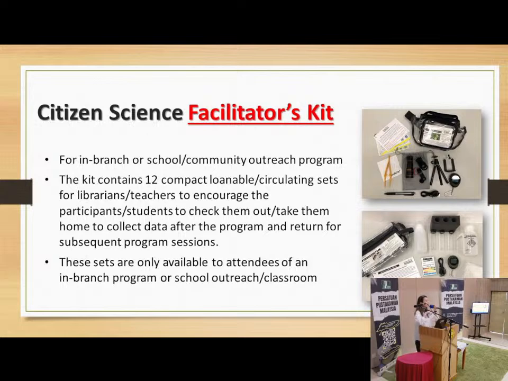Yes, so I'm going to pass the kits around so you guys can see what's in the kit. That will keep you busy while you're listening, and so you don't fall asleep on me. All right.